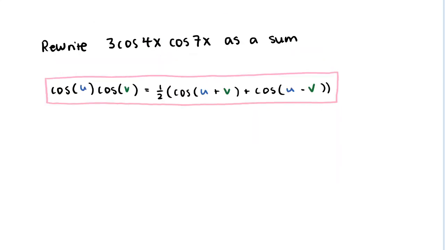So let's go through the same motions, but for the expression 3 times cosine of 4x times cosine of 7x. And so there aren't any parentheses in this expression here, but it's safe to assume that this 4x represents the input of our first cosine function, and this 7x represents the input of our second cosine function. And so here, 4x we can think of as our first input value, u, and 7x we can think of as v.